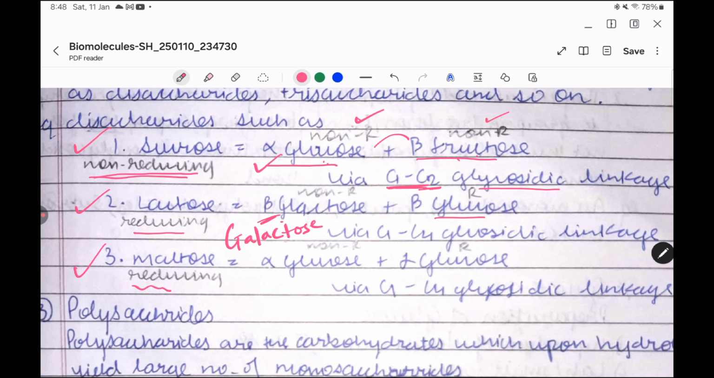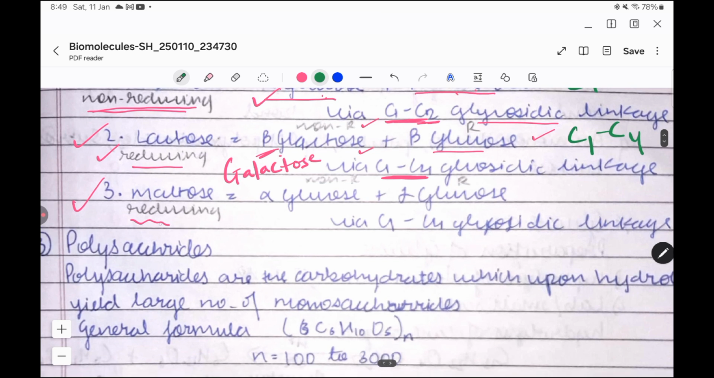So here we have beta galactose plus beta glucose. Beta galactose is going to be non-reducing and glucose is going to be reducing. So definitely this is also going to be reducing, since either of the two components being reducing is enough. How are you connecting them? You're connecting them by a C1, C4 glycosidic linkage. So here we have C1, C2, here we have C1, C4.